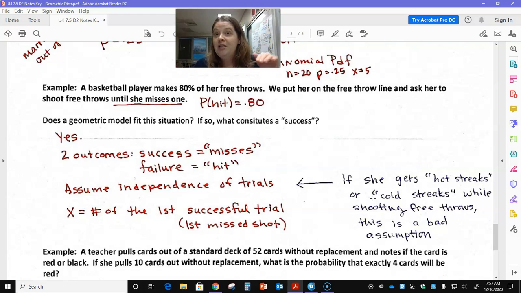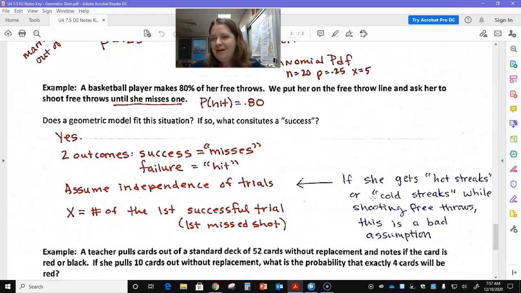We're doing until she misses one. So what that means is that there are 2 outcomes, but the thing we're waiting on is a miss. So success is a miss in this case. And remember, the success is the thing you're counting. So even if in English it has a negative connotation and it's not a very positive thing, it can still be a success. It would mean failure would be a hit. So we've got that binary option. We're doing until, so there's no fixed number of trials.